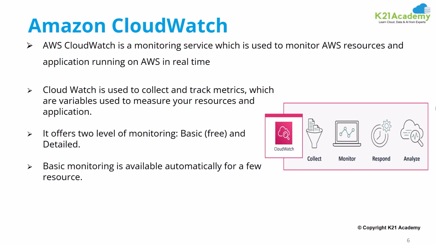Let's say you want to monitor the CPU usage and disk read and write of your Amazon EBS instance or EC2 instance. This data can be used to determine whether you should launch additional instances to handle increased load, or you can also use this data to stop underused instances to save money. And besides the built-in metrics that come with AWS, you can also create and monitor custom metrics. So with CloudWatch, you gain system-wide visibility into resource use, application performance, and operational health.